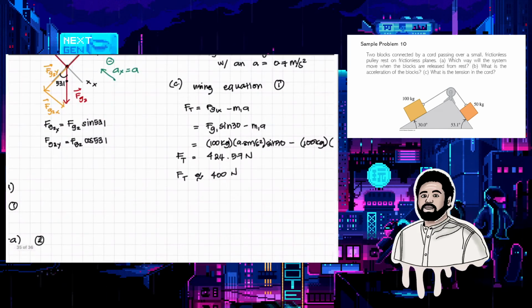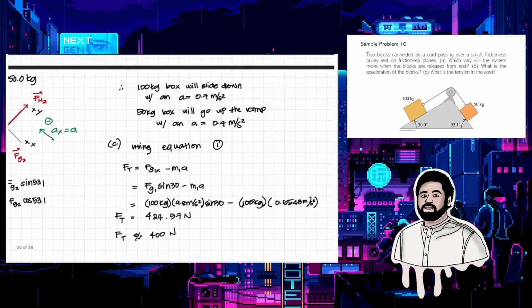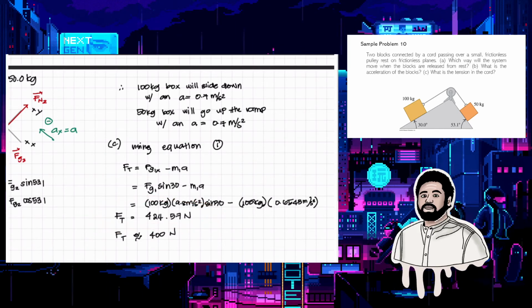Solving for the tension force Ft, I have this conclusion. Okay? So solving for our tension force Ft, you could use equation number 1, wherein Ft is equal to Fg1x minus M1a. Substituting Fg, that is mg times sin 30 minus M1a, we now have the tension force that is 424.57 newtons, or approximately 400 newtons. Okay? One sig fig only. So that's for sample problem number 10.